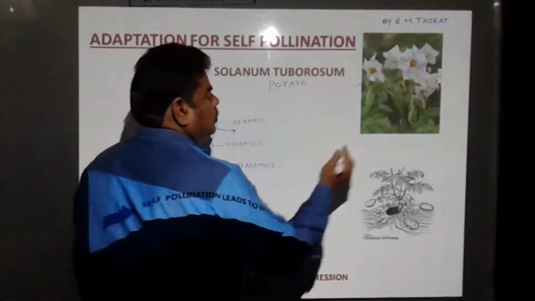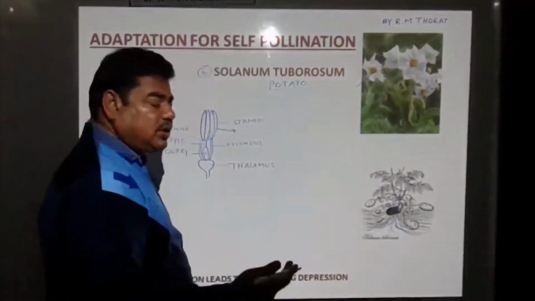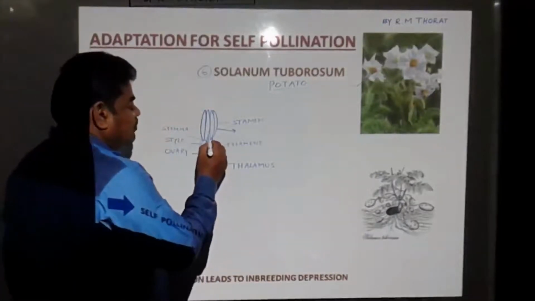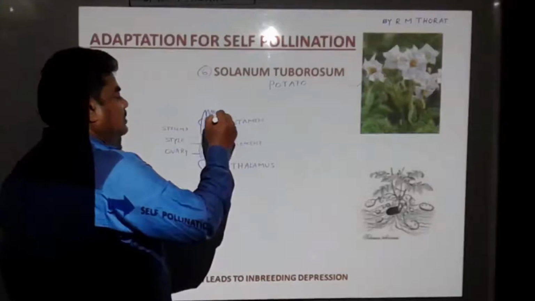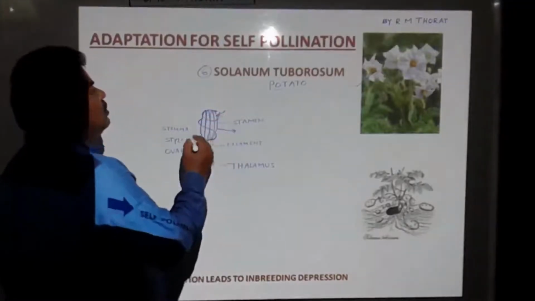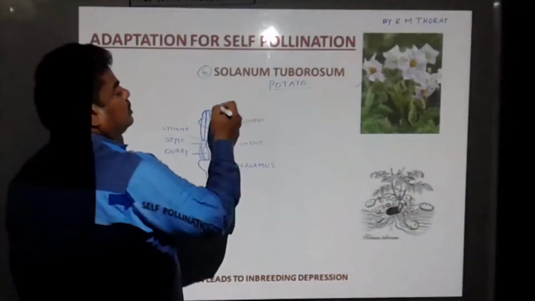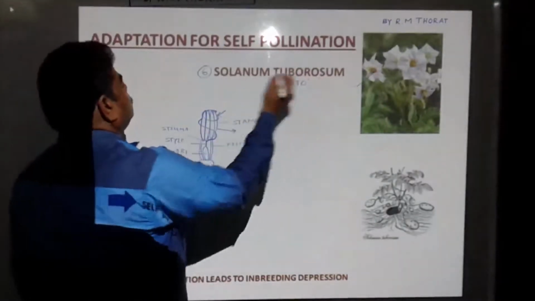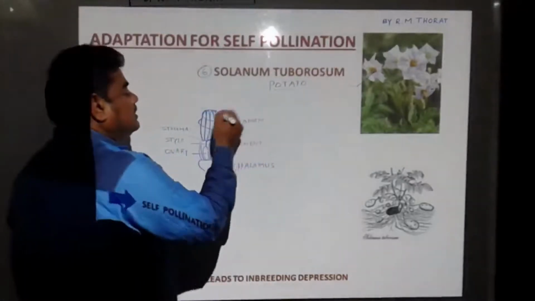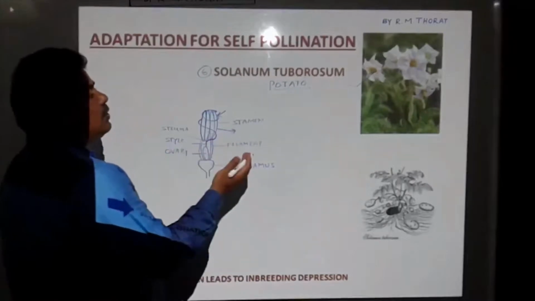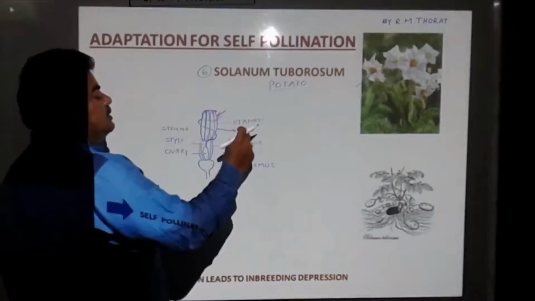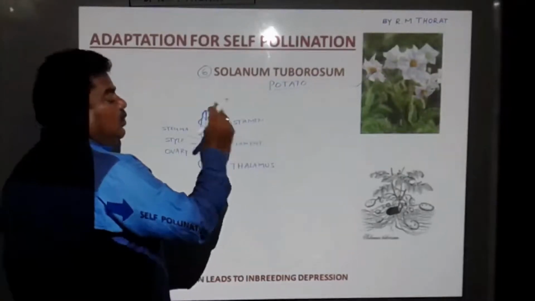But when the anther lobes get mature, in case of Solanum tuberosum, to gain self-pollination, this style moves like this and surrounds these anther lobes, and self-pollination gets carried out in case of this flower of what? Solanum tuberosum. So this is an example of adaptation for self-pollination, to gain self-pollination and to avoid what? Cross-pollination in case of Solanum tuberosum. The style gets around these mature anther lobes.